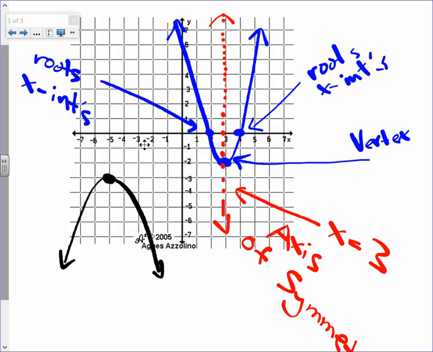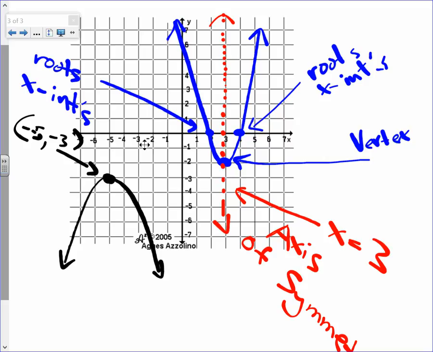Now, what's the vertex? Negative 5, negative 3. Do that with me. Go to the right, negative 5, negative 3. All right, let's get the katana blade out now. Slice this puppy right in half.